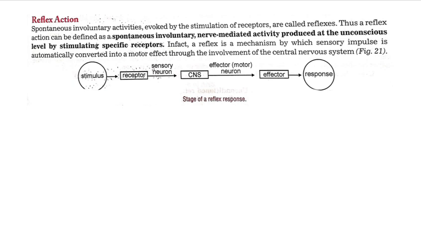For example, something goes into your eye. The stimulus is there in the eye, the receptor is the eye, and the sensory neuron conveys the message to the central nervous system that some particle, a foreign body, has entered your eye. The central nervous system will give a command to the motor neuron, and the motor neuron will stimulate the effector. The effector is usually the lacrimal glands, and the response will be tears that would wipe out the foreign body present in the eye. So that is the stage of a reflex response.